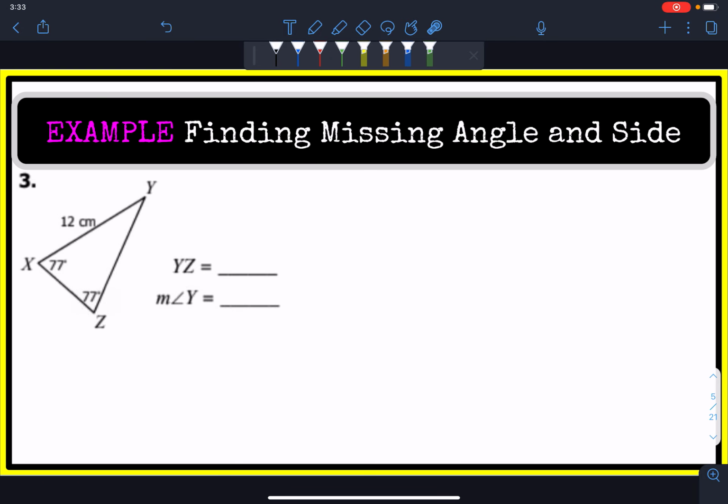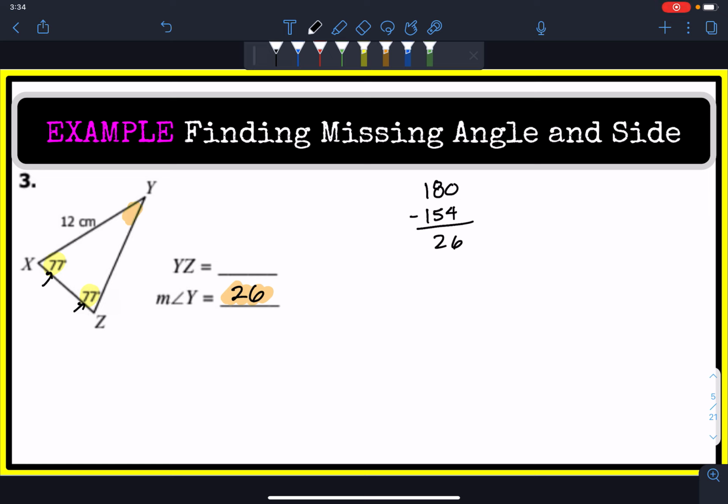So now let's look at this side right here. Here we're looking for a side and an angle measurement. Well, let's start with the angle measurement, because that's simple to do. Since these two angles are equivalent, we're looking for the angle measurement of Y, which is up there. So getting 180 and subtracting the 77 and this 77, which is equivalent to 154, we end up with 26. So this is equal to 26 degrees.